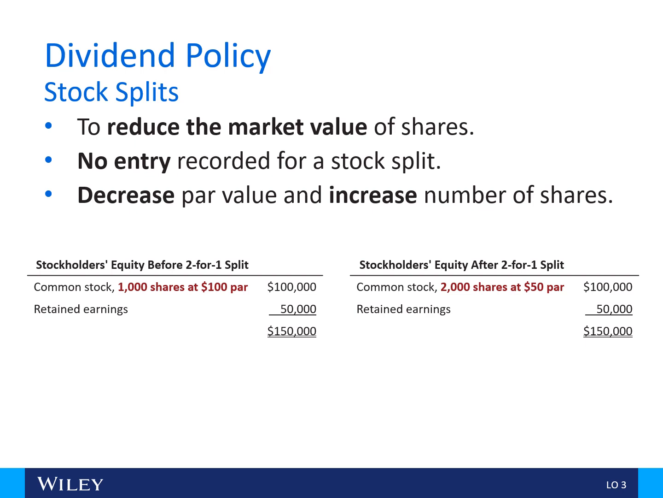So in those cases, before the stock split, let's say this company had 1,000 shares with a $100 par value stock. After the stock split, you are going to double the shares: shares times 2 and par value divided by 2. So now you have 2,000 shares at $50 par. 1,000 shares at $100 par equals 100,000, and 2,000 shares at $50 par equals 100,000.